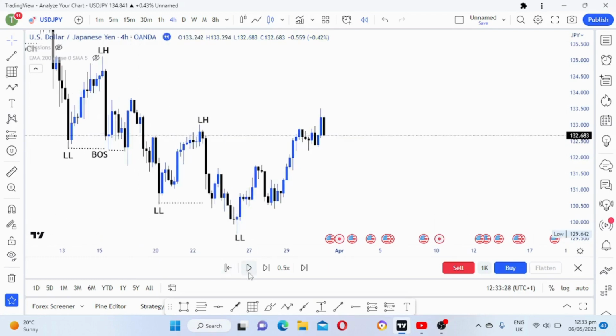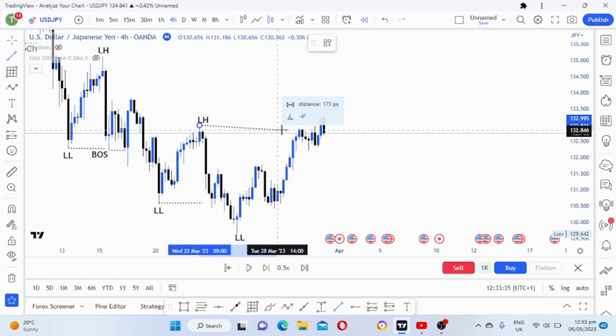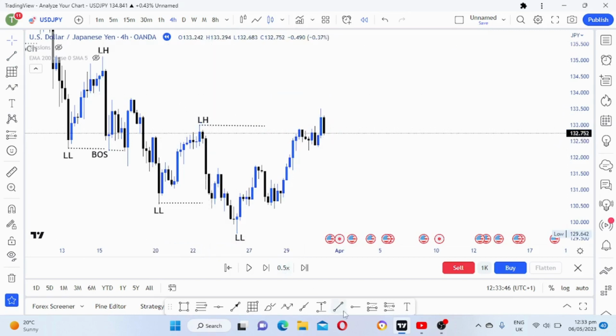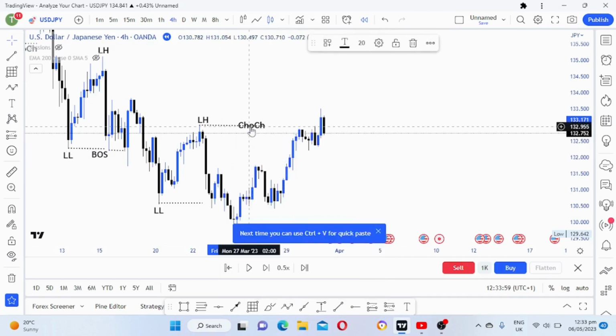There is a change of character, guys. There is a change of character, obviously. So you draw what you put. So instead of price respecting this previous lower high, price broke it. Now what does it mean? It means that we have a change of character. We have a change of character here now.